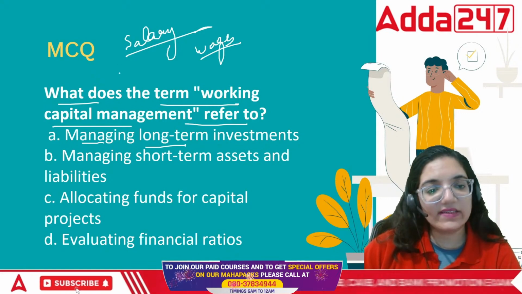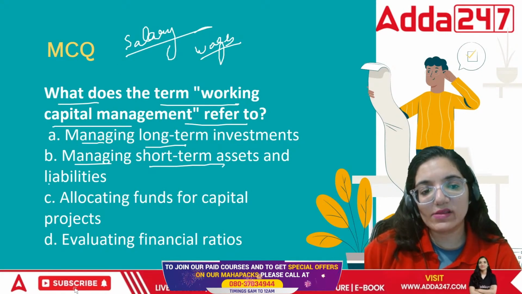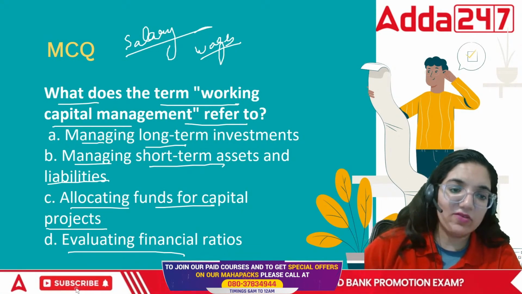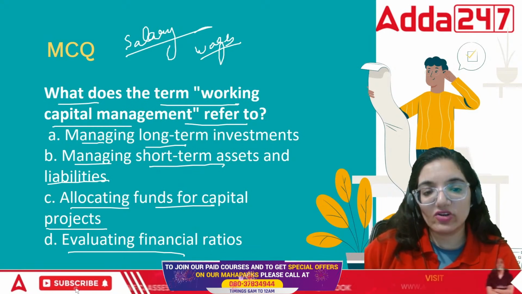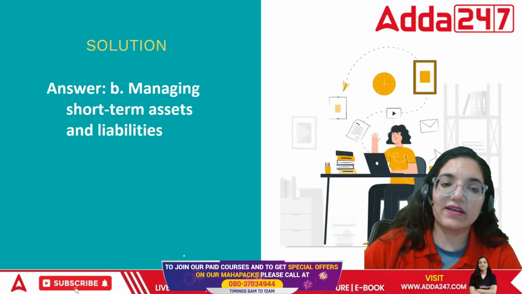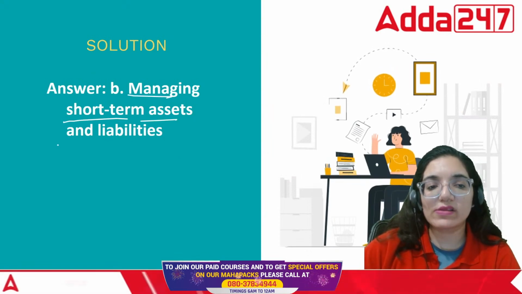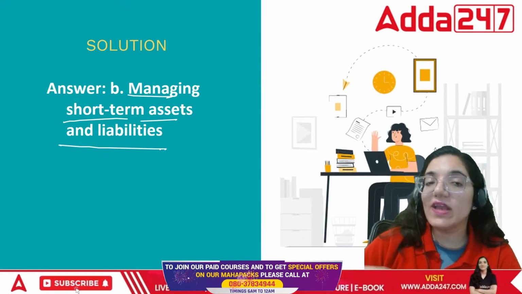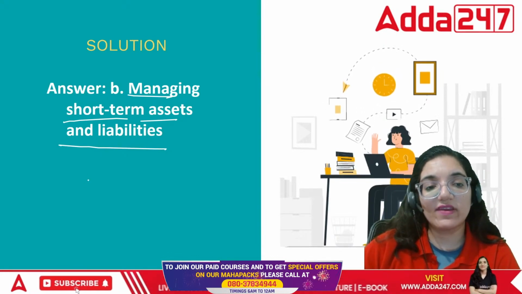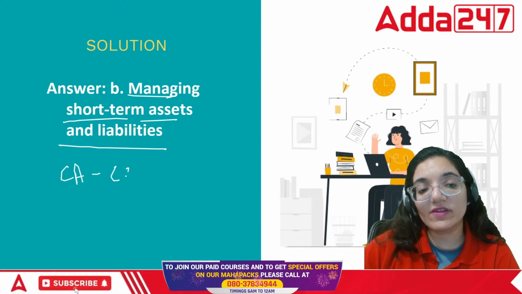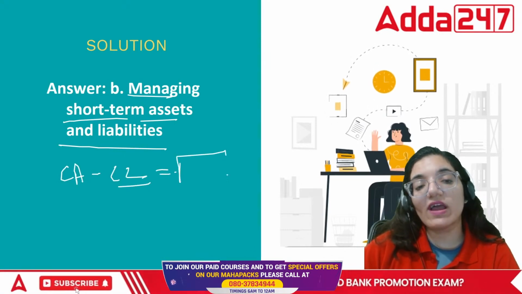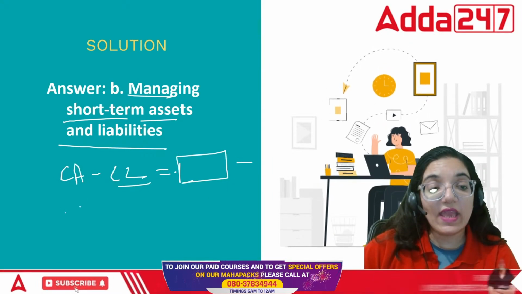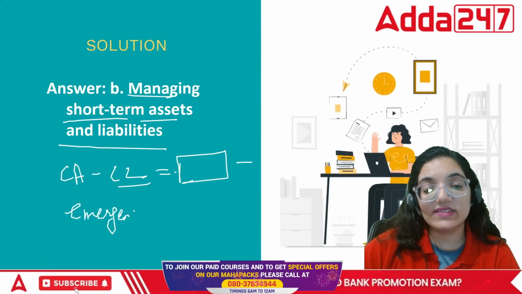So in this case, it would be managing the short-term assets and liabilities, allocating the funds, or evaluating the financial ratios. If we look at the working capital, it is for the daily functioning of the organization. So if it is for that, the correct answer is going to be managing the short-term assets and liabilities. If a creditor is standing on my head and asking, ma'am, give me money, I should have money in my pocket, and I have to manage in such a way that from the current assets, even after I pay the current liabilities, I still should have enough money that can be utilized for my daily functioning or to meet any emergency needs.